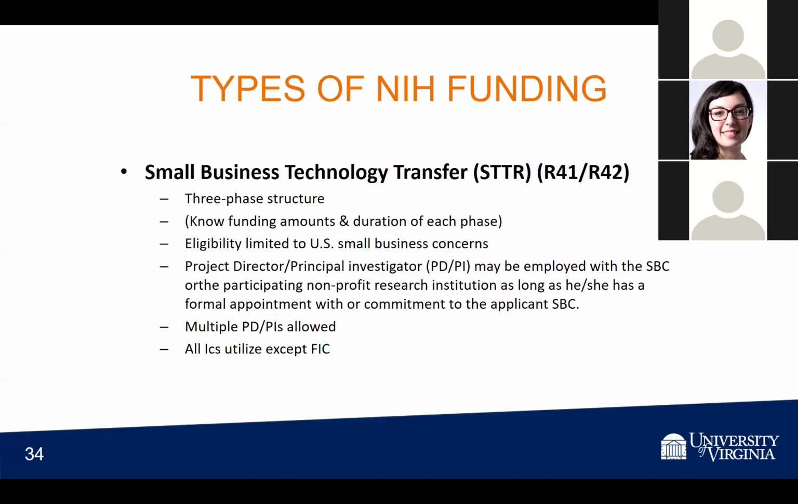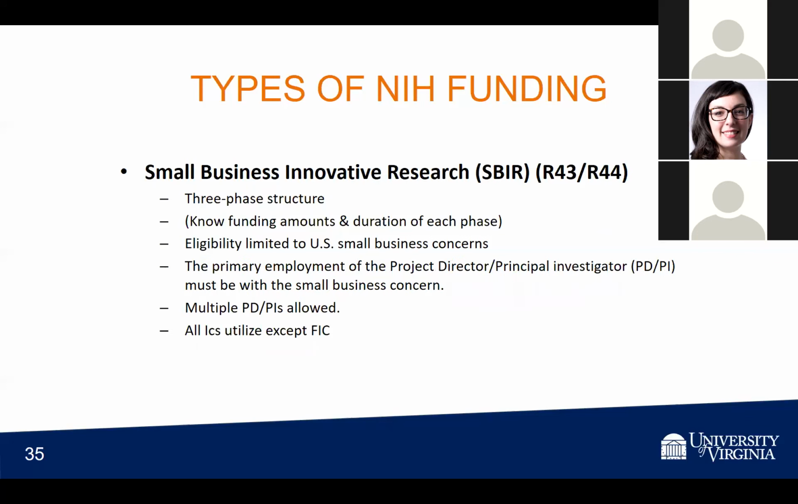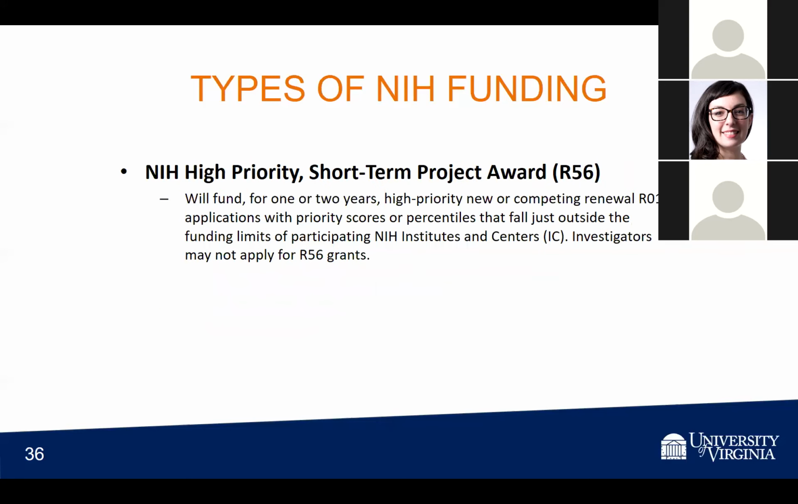So typically, this would come to us where an industry sponsor, if you recall from last week, they have to be US owned by like 51% or more with a certain employee limits. They would apply to this, and then we would sub to them, and that's sort of how this mechanism works. Similarly, the SBIR, NIH's R43 and R44. The R56 is the high priority short-term project.